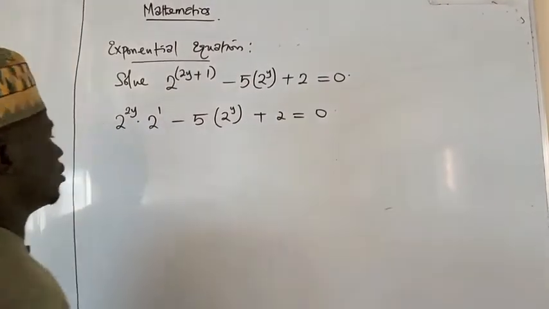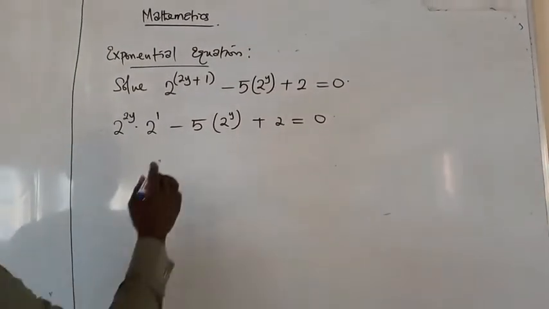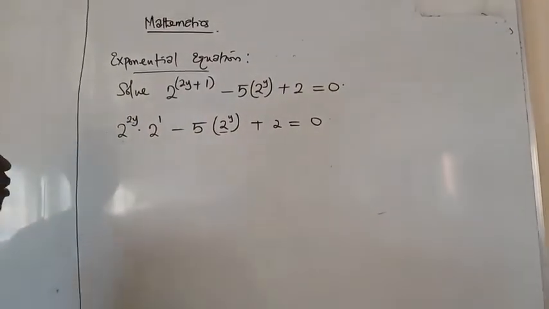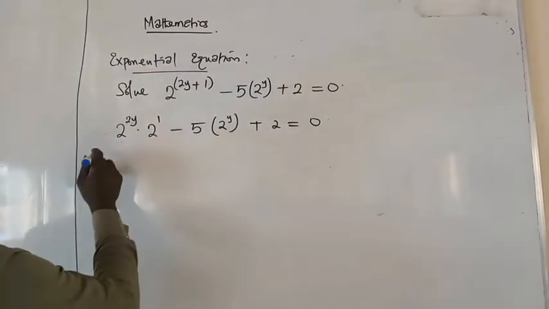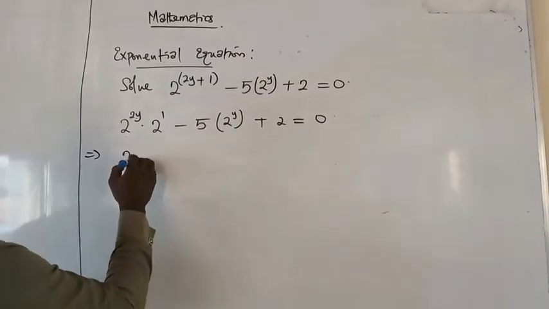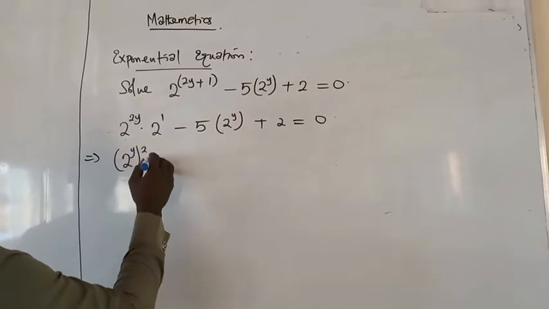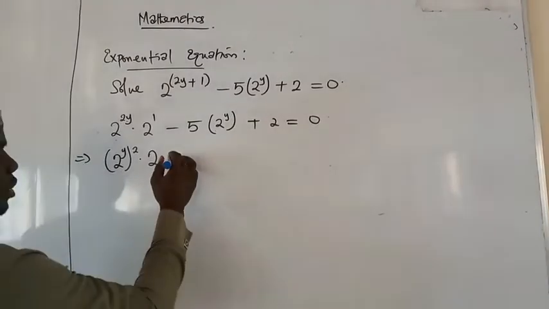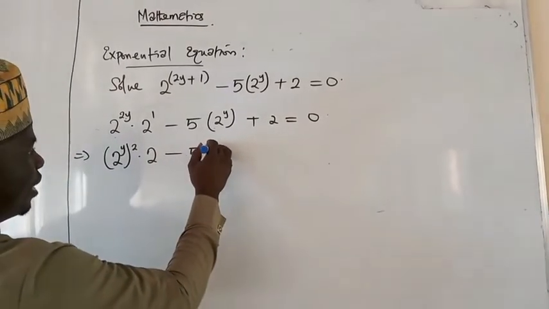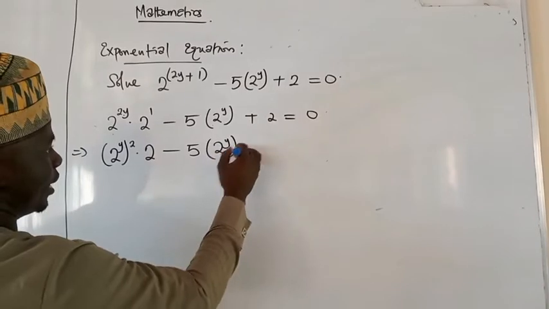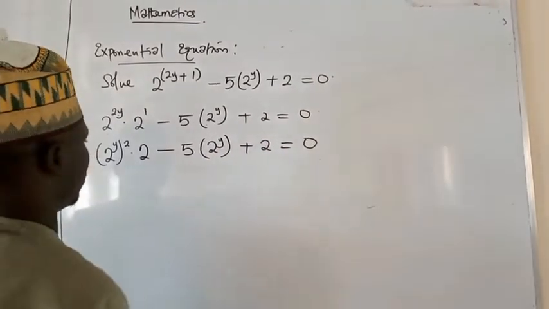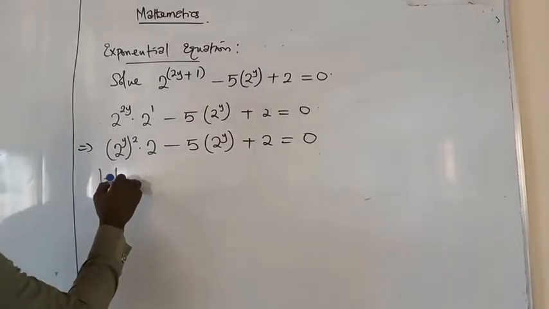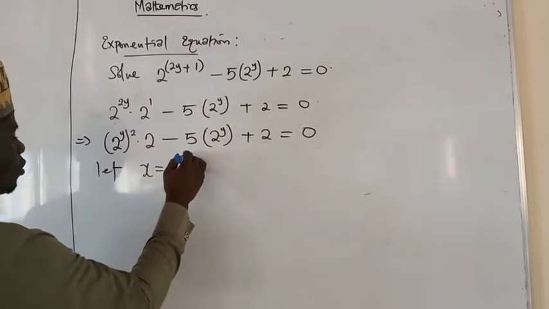So the next thing to do is, all right, this is in the power of y, but this we have it to be in the power of 2y. So I can equally write this one to be 2 raised to the power of y, all raised to the power of 2, multiplied by 2. Now, 2 raised to the power of 1 is the same thing as 2. And the next one is we have minus 5 multiplied by 2 raised to the power of y plus 2 equal to 0. So I can let x be equal to 2 raised to the power of y.